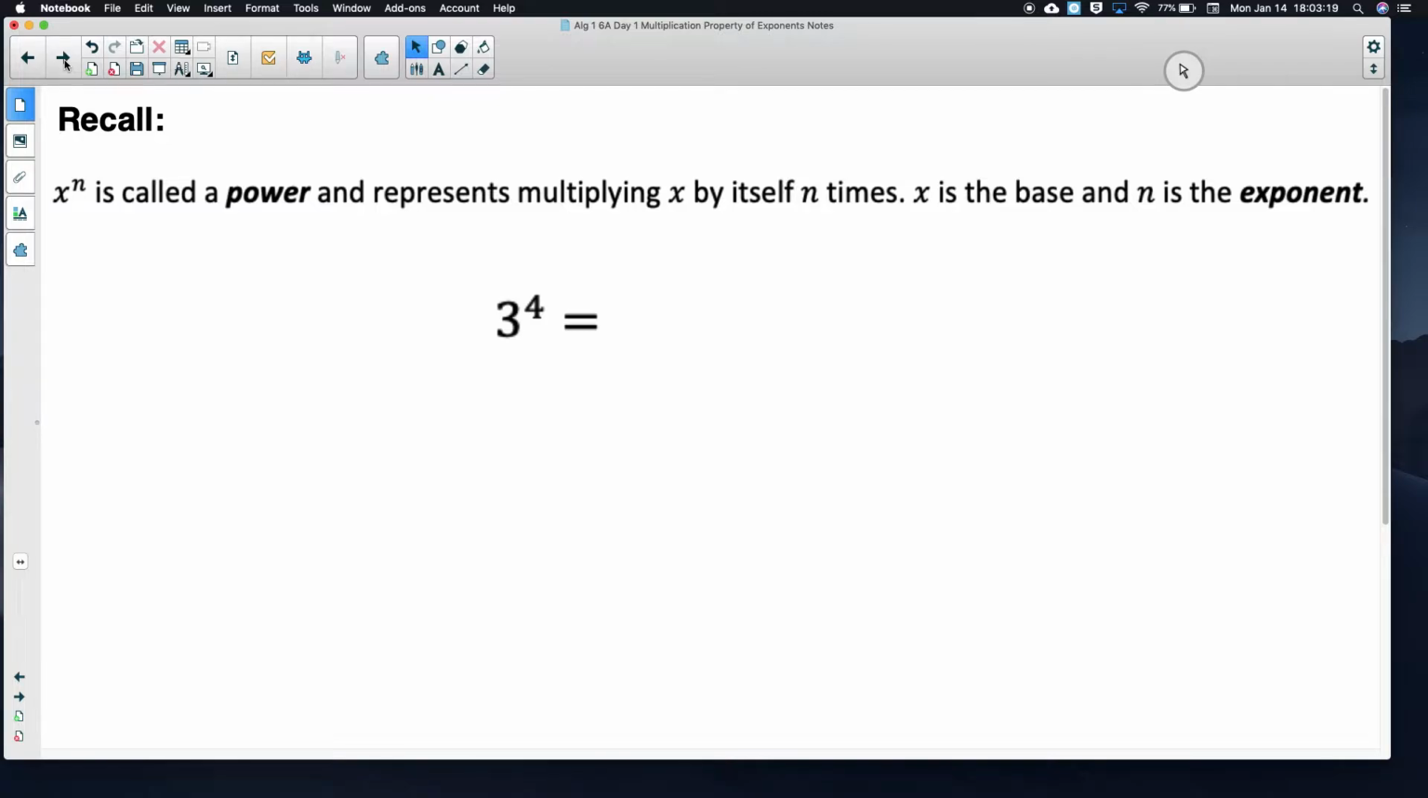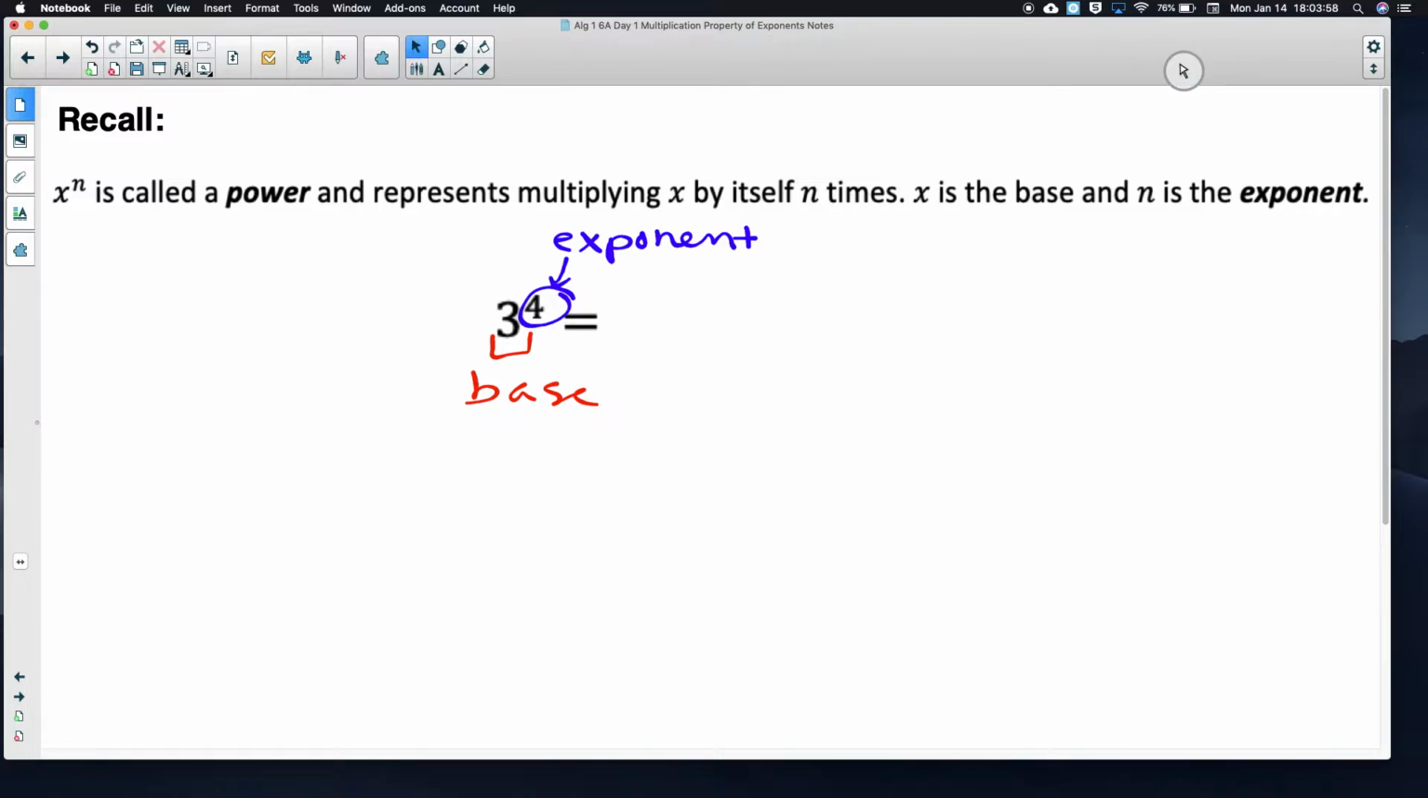First things first, we need to recall what an exponent is. An exponent, also called a power, represents repeated multiplication. For example, in 3 to the 4th, 3 is called our base, and 4 is our exponent. What this is saying is I'm going to take my base, 3, and multiply it by itself 4 times.